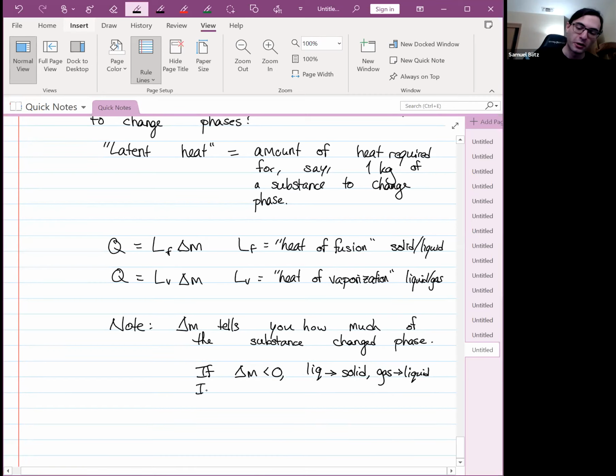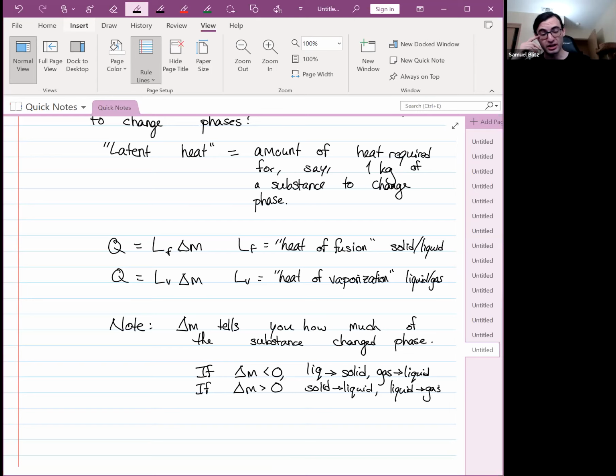And then similarly, we say that delta M is positive when you're going from solid to liquid or liquid to gas. So think of these conventions basically as: it's positive if you're going to the higher phase, and it's negative if you're going to the lower phase. That's the way that I think about it and keep it straight. So there's an example now.